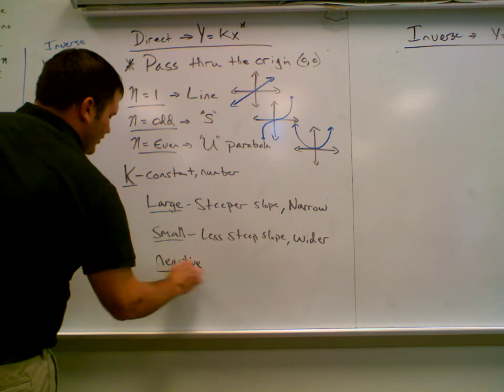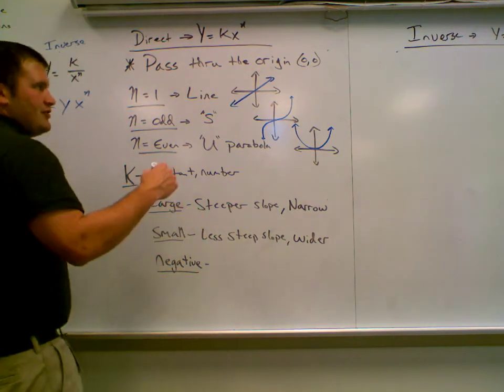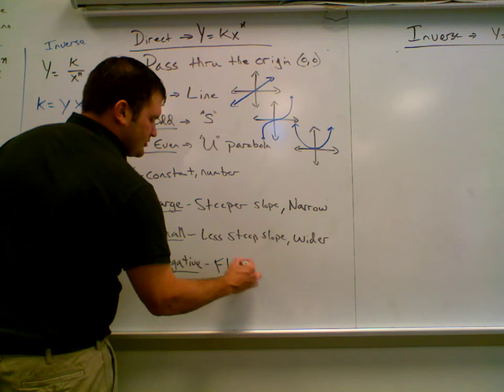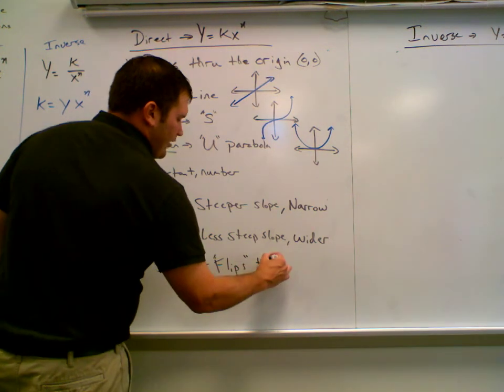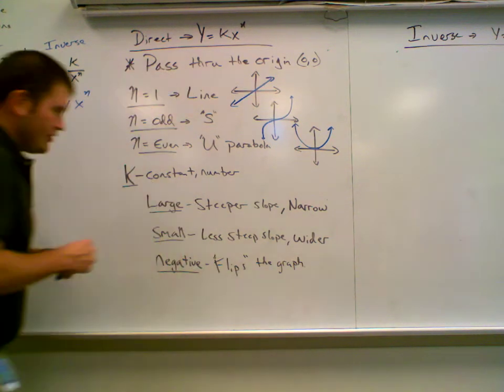What does the negative K do? It changes the graph to the opposite of what it looks like. So you change the graph the other way. So we could say it flips the graph. Does that make sense?